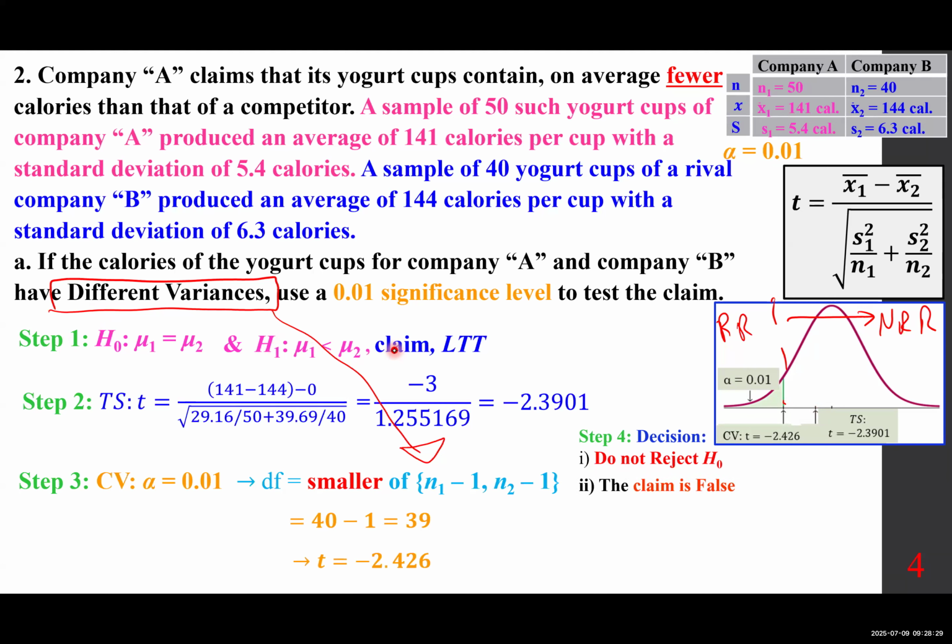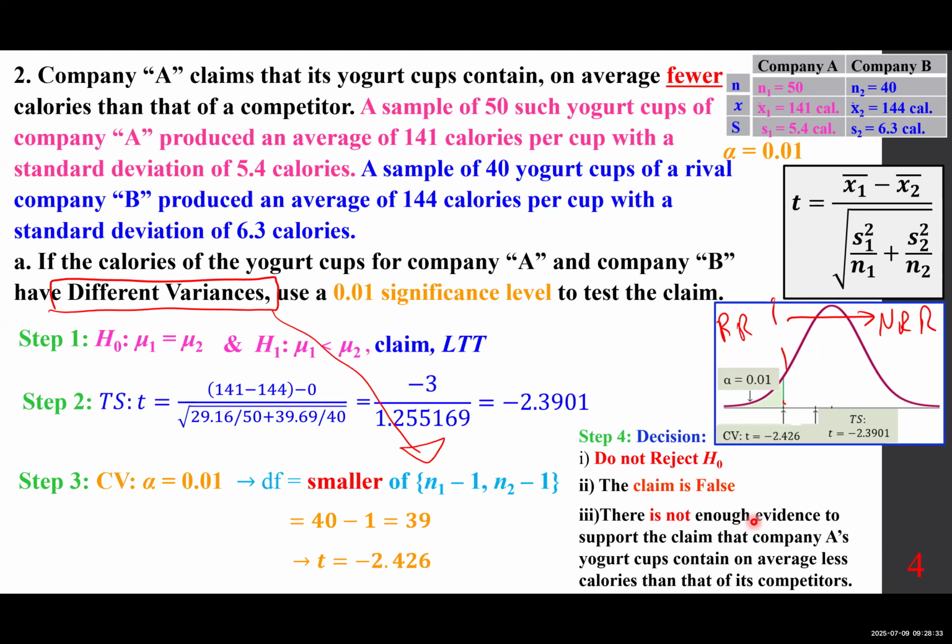Now you reiterate and reinstate what happened. There is not enough evidence to support the claim that company A's yogurt cups contain on average fewer calories than those of its competitors. This is to make sure we understand what this means. But all the calculations result in the first part.